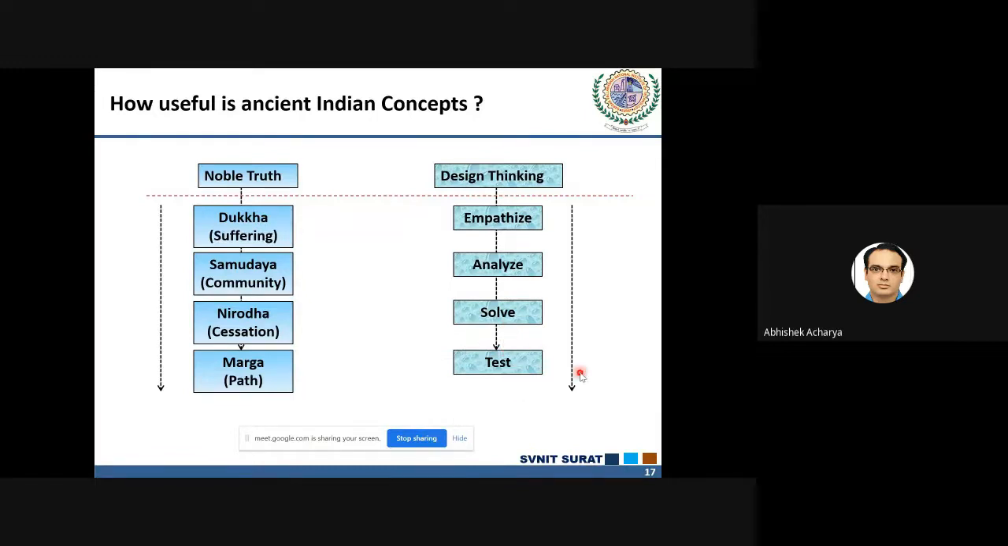And the last one is to test or prototype, and that is very much related to the fourth noble truth of Lord Buddha, that is Marga. Ultimately you have to set a path. You will come up with a final product for some specific problem. So this is how you can always correlate the ancient Indian concept with the process of design thinking. So I suggest everyone solve design thinking problems based on our ancient Indian concepts.